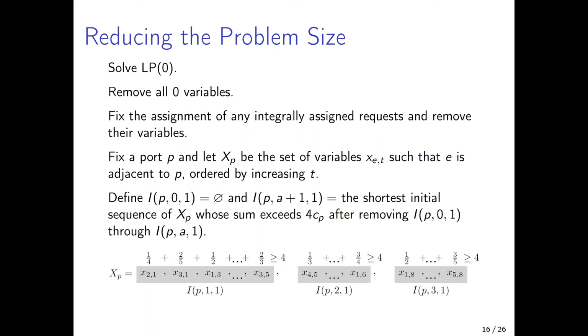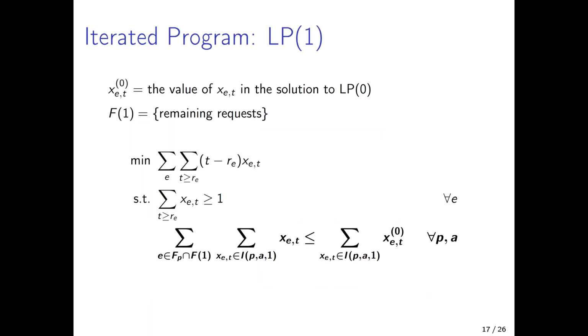Given a solution to LP0, we reduce the size of the problem as follows. We first remove all variables given the value 0 in the solution. We fix the assignment of any integrally assigned requests and remove all variables related to those requests. For a given port p, we order the variables related to requests adjacent to p by increasing values of t. We define the sets I_{p,1}^1, I_{p,2}^1, I_{p,3}^1, etc. as the shortest successive sequences in this order that sum to greater than 4. We define the iterated program LP1 using these sets I_{p,a}^1.